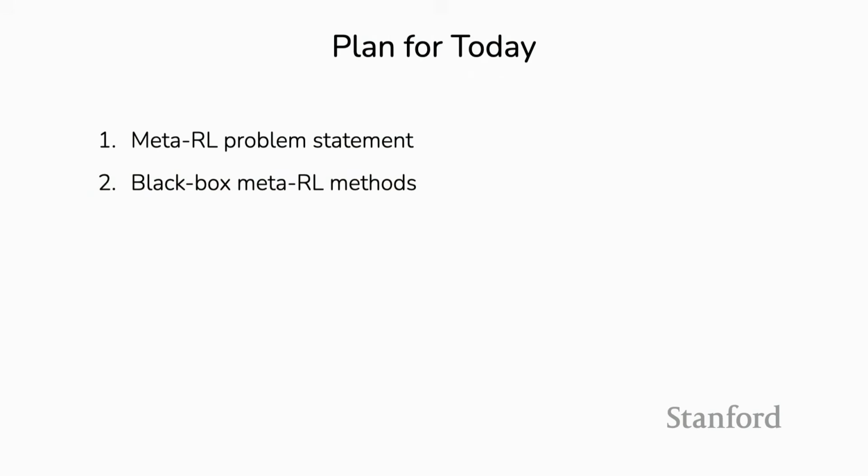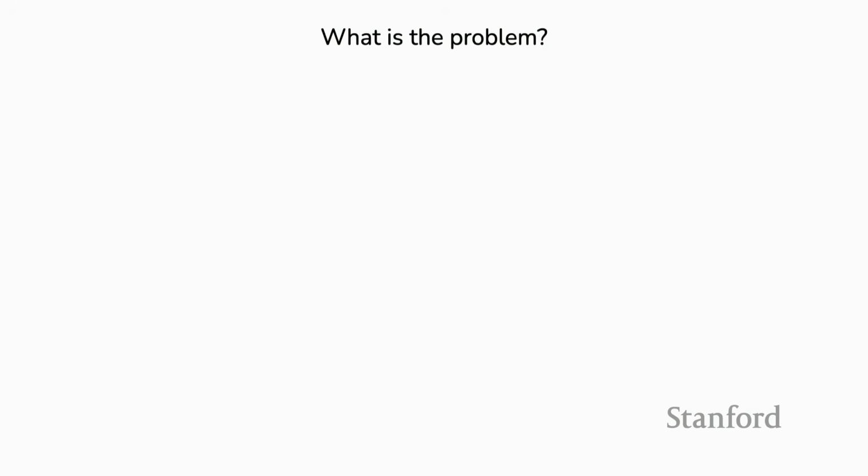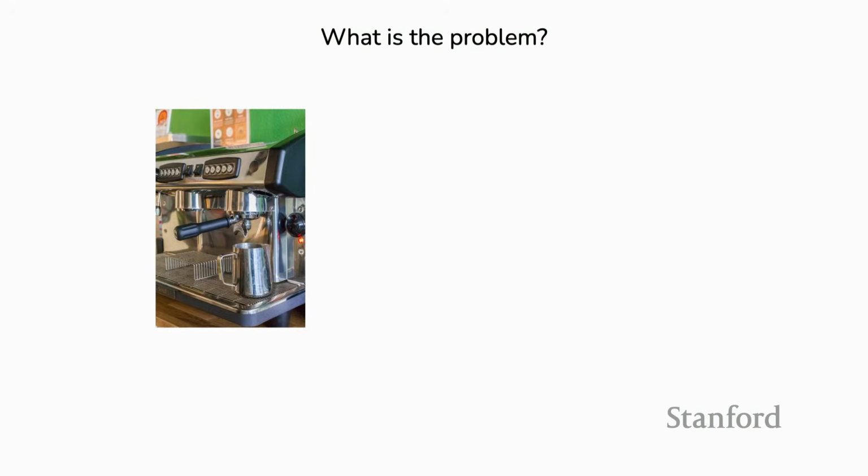Okay, so for today, we're going to be talking about meta-reinforcement learning, and specifically we'll be talking about what that problem statement looks like, and a class of meta-RL methods that I like to refer to as black box meta-RL methods. We'll start to get into what these methods look like and also some of the challenges that they face. So what's the problem? Why do we care about meta-RL? Why not just do vanilla RL?